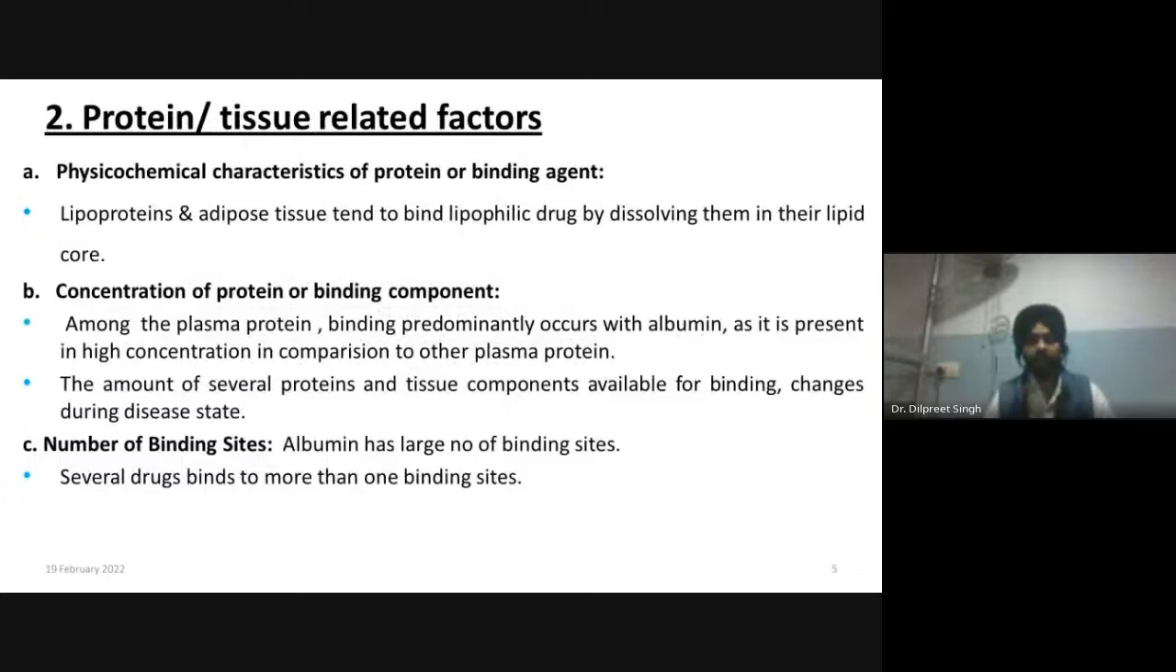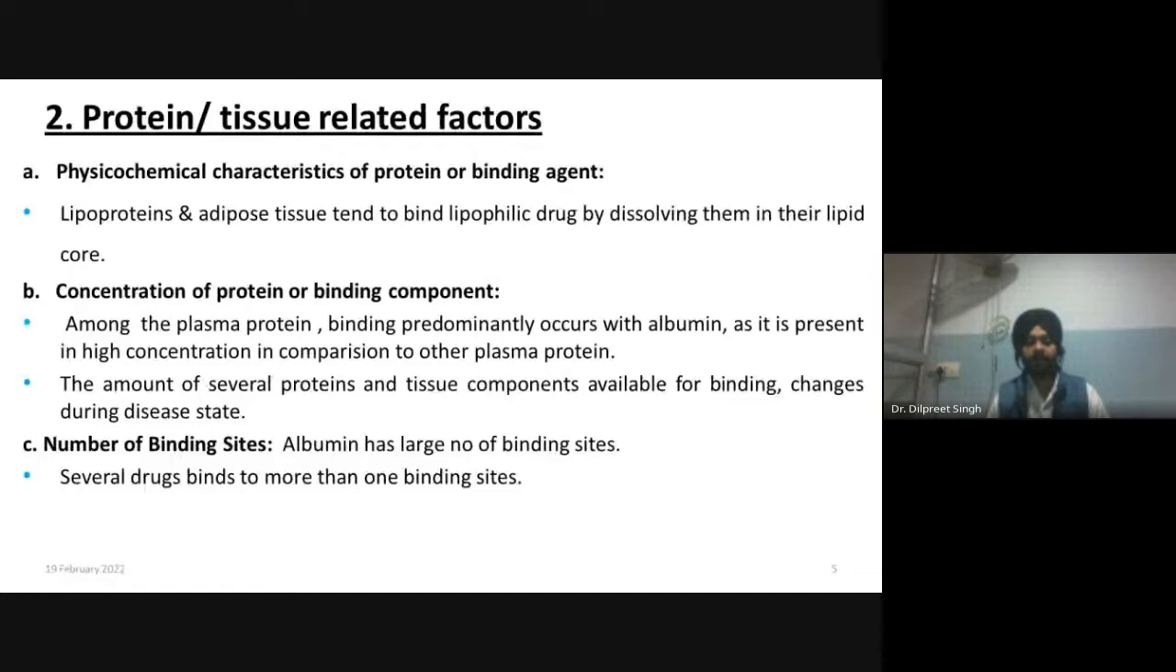The second type is the protein or tissue related factor. When we talk about tissue related factors, the first is the physicochemical characteristics of a protein or binding agent. Lipoproteins and adipose tissue have the tendency to bind lipophilic drugs by dissolving them in a lipid core. A lipophilic drug's solubility is greater in the lipidic or phospholipid environment, so they have the ability to dissolve in the lipid core.